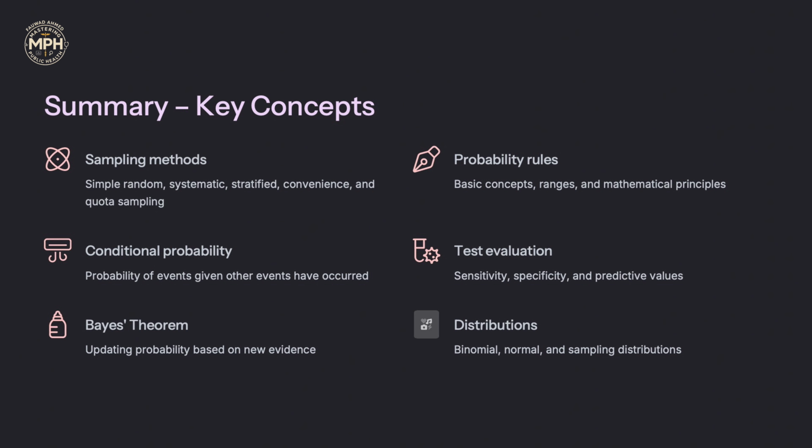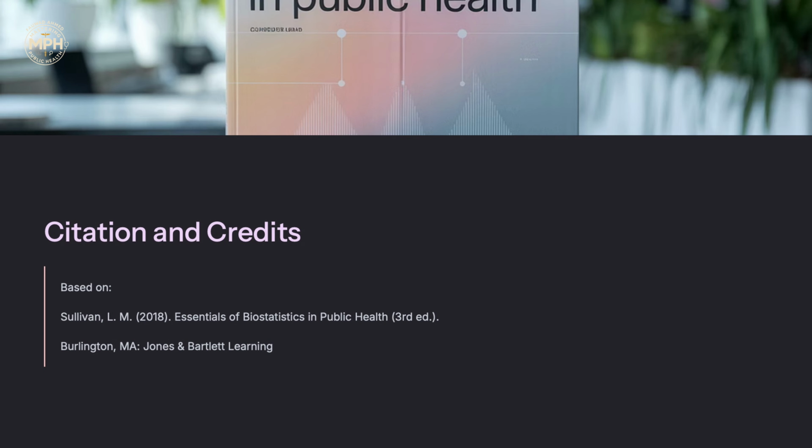This chapter introduced sampling strategies, probability rules and concepts, conditional probability, sensitivity, and predictive value, independence and Bayes' theorem, binomial, normal, and sampling distributions. These tools prepare us for the next stage, drawing inferences and making data-driven decisions. This concludes Chapter 5, the role of probability.